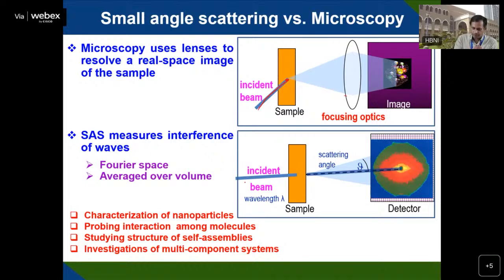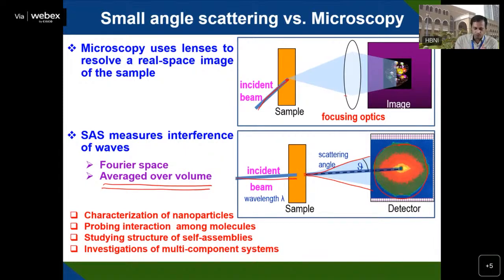So if you see here, you have an incident beam falling on the sample, then at a very low angle it's scattered here. So you'll get this type of interference wave, and this is in Fourier space. You have to convert by a Fourier equation to real space, and the information which you get is averaged over volume. So you have average over volume data from this.